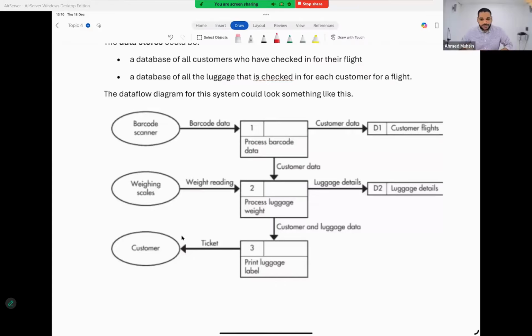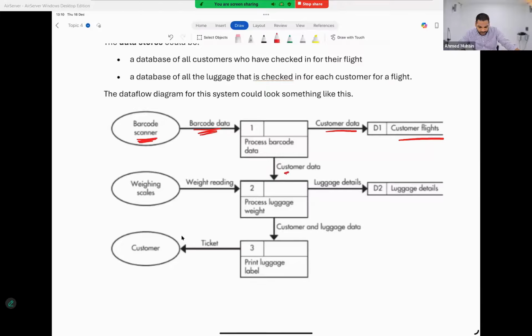Let me take a proper pen and draw. Everyone, look at the processing of barcode data. Now, in receiving barcode data, what data are we going to receive? We're going to receive it from where? We're going to receive it from the barcode scanner. What are we going to receive? We're going to receive barcode data. When you say barcode data, we're talking about the customer's ticket data, the ticket number maybe. That data will be taken and stored where? It will be stored in the customer flights database. Then guys, can you all see that from process 1, the customer data is going to process 2.